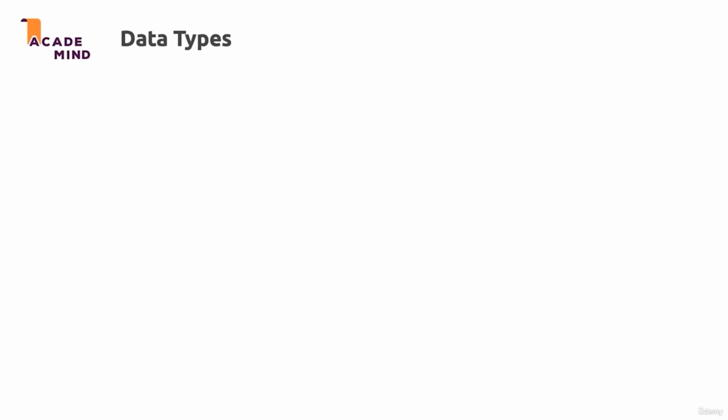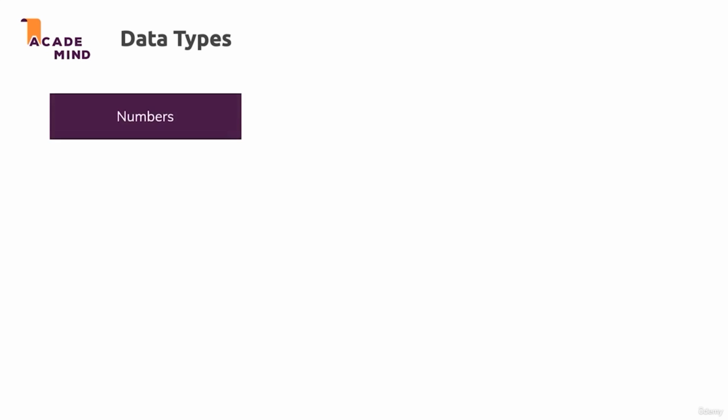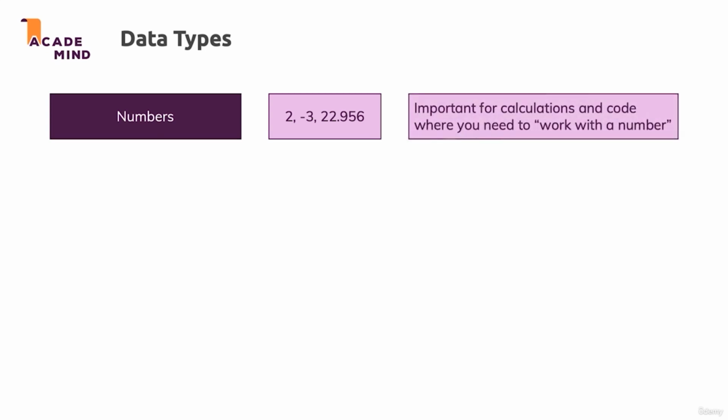So which data types are available for you to use? Well, there are numbers, which I just used, and of course not just positive non-decimal numbers, but also negative numbers like -3, or numbers with decimal places like 22.956. And important here, numbers with decimal places, like 22.956, are called floats or floating point numbers. Numbers without decimal places, like here 2 or -3, are called integers. Now, you of course use numbers for any code where you need to calculate something or where you just need to work with a number.